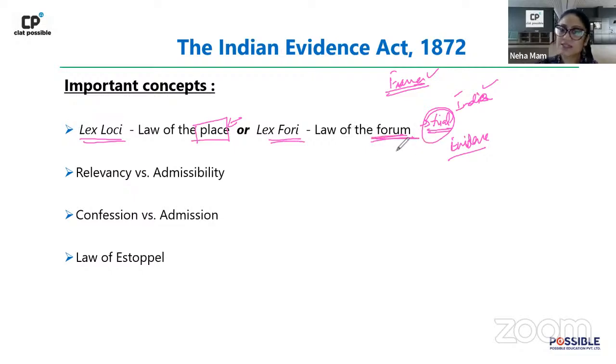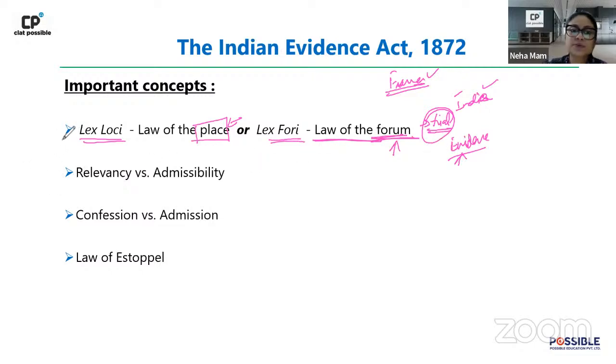So if the trial is going on in India, it is the Indian Evidence Act which is going to govern. So that's why we say that the Indian Evidence Act is supposed to be law of the forum or the lex fori. It is not lex loci. That's the opposite. So if the trial is happening in India, then it is the Indian Evidence Act which will be used and not any other evidence act. That's a law of forum.